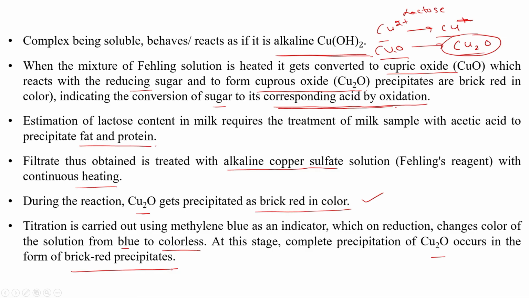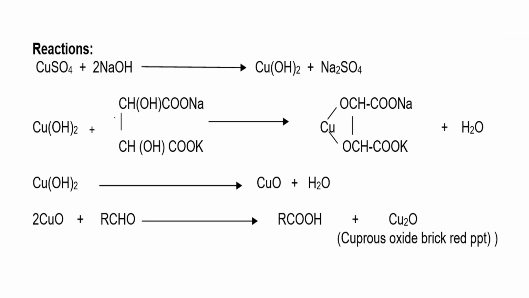Let us see this in the procedure, and then it will be easily understandable. We will understand it easily by seeing the reactions. Here are the reactions. Copper sulfate when made alkaline gets converted to cupric hydroxide, and sodium potassium tartrate forms a complex with cupric hydroxide and keeps it in soluble form. So it behaves like soluble cupric hydroxide. The purpose of the tartrate is to keep it in soluble form.